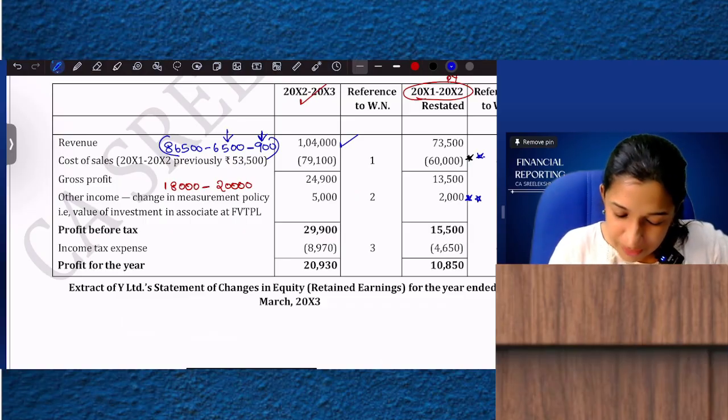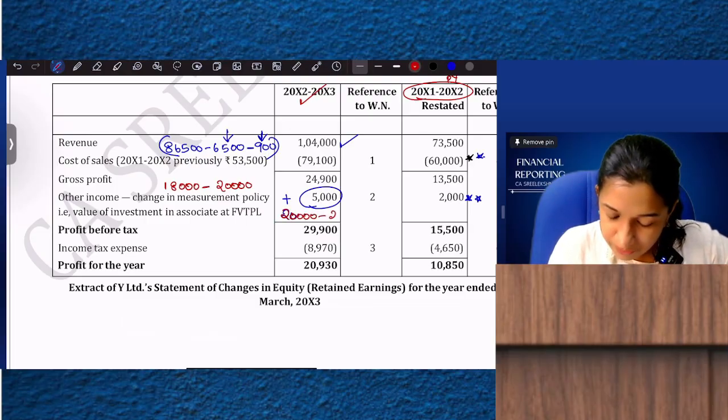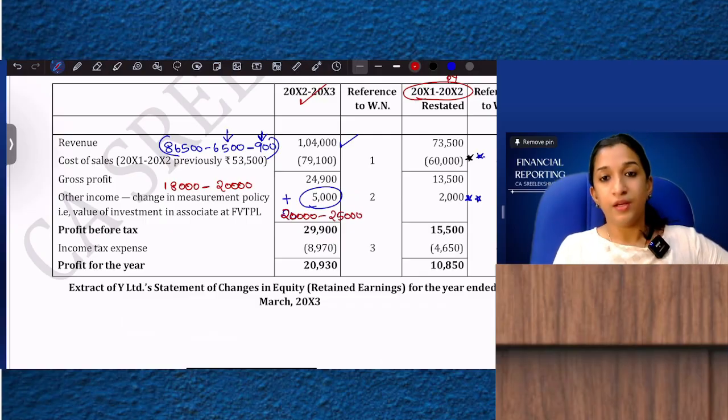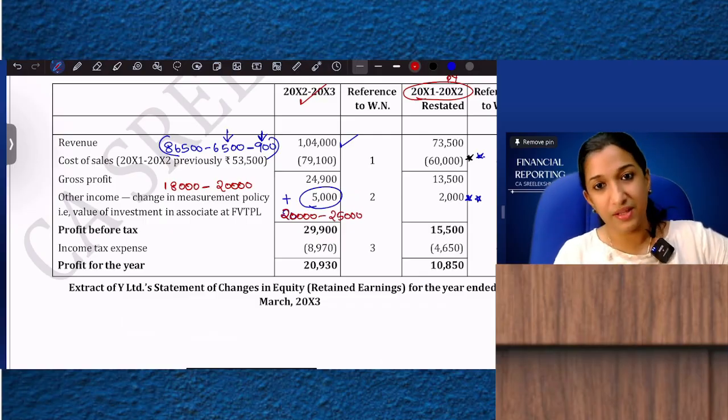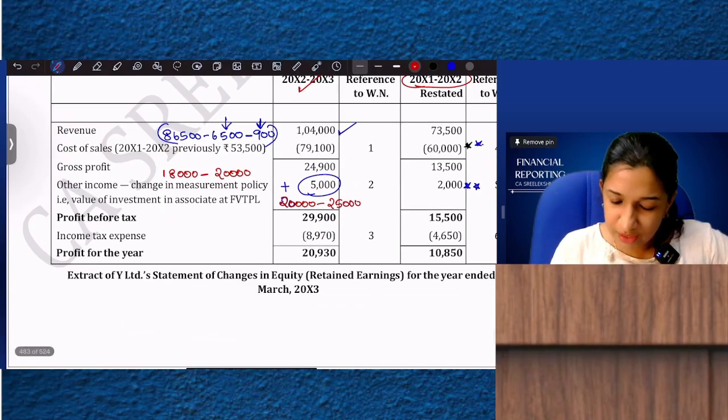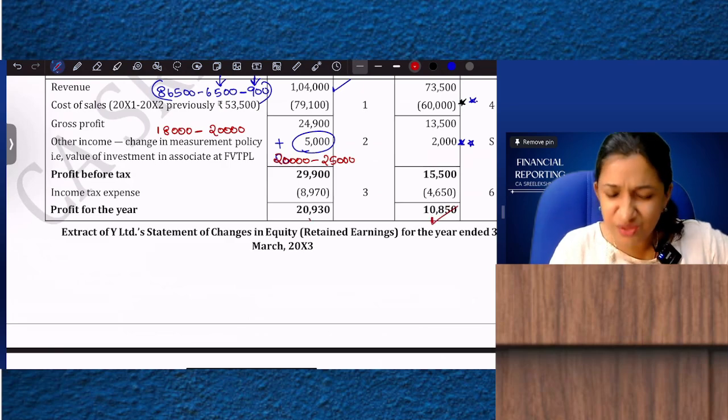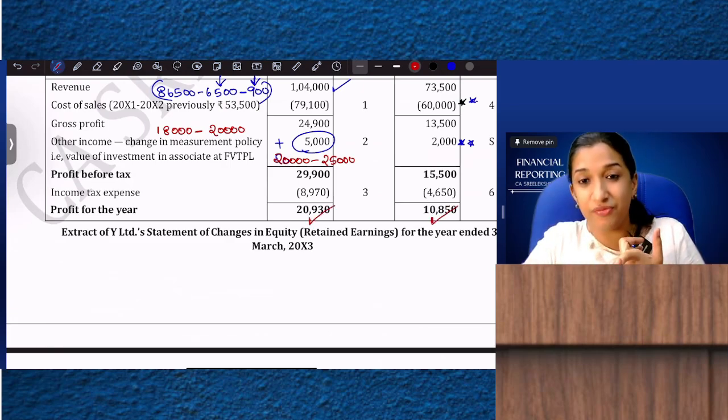Now other income, there is 5,000. Okay, this 5,000, 20,000 has become 25,000. So these are the corrected profits. So is there a difficulty?